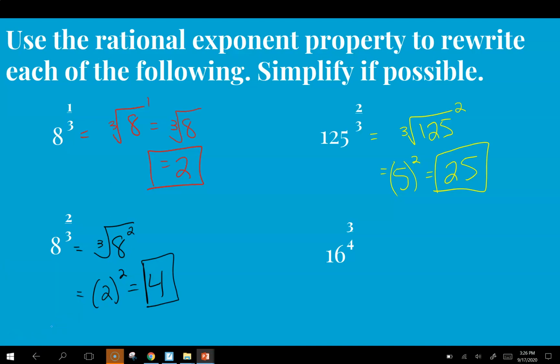All right, our last one on this page, 16 raised to the power of 3/4. So this time, we have 16 inside, my power up top is 3, and my root this time is 4. There is a fourth root of 16. That means there is a number multiplied by itself 4 times that equals 16, and that number is 2. And then 2 to the power of 3 is 8.